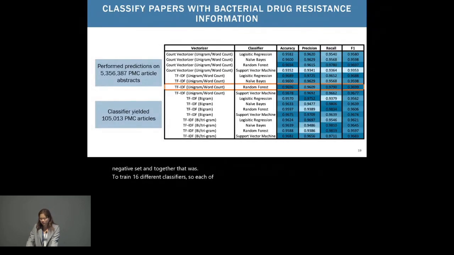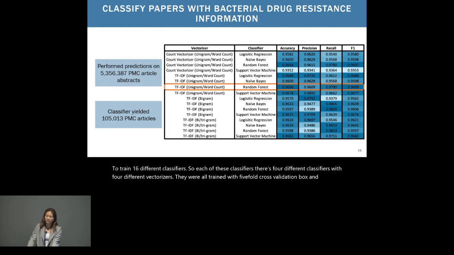There are 4 different classifiers with 4 different vectorizers. They were all trained with 5-fold cross-validation. Boxed in orange is the model with the highest F1 score. Using that model, I performed predictions on the 5.3 million PMC articles, specifically the ones that had an abstract. Overall, my classifier yielded 105,000 PMC articles that dealt with bacterial drug resistance.